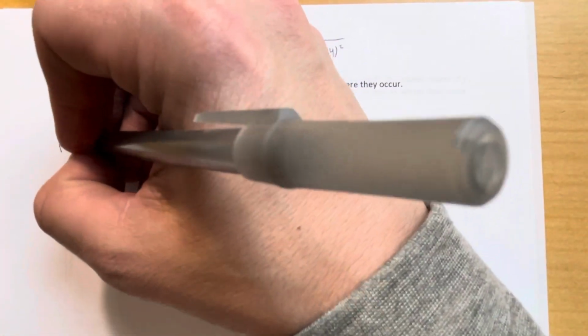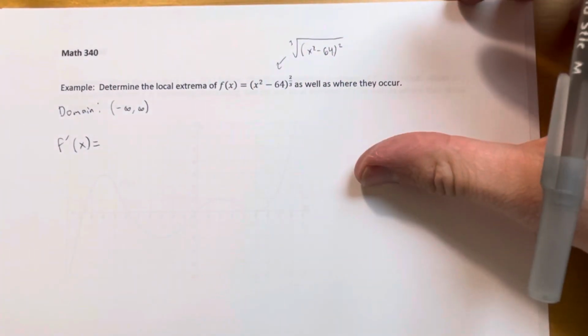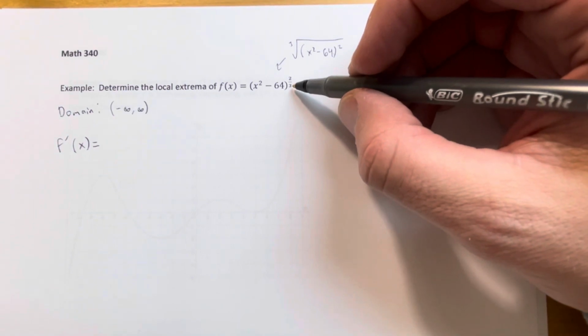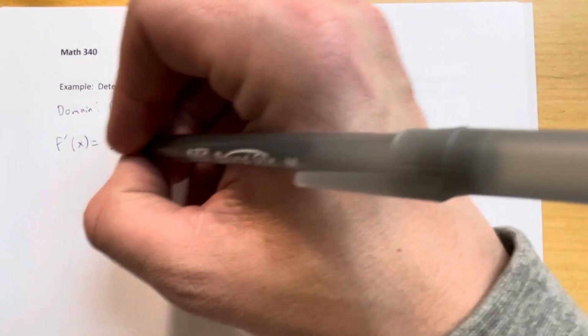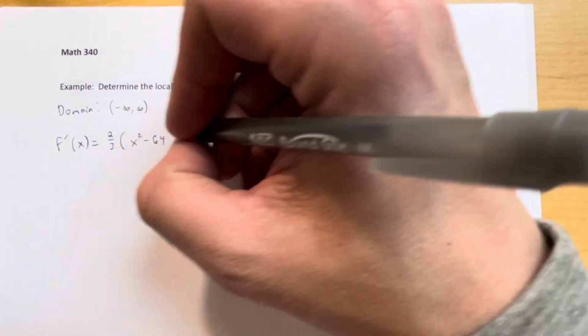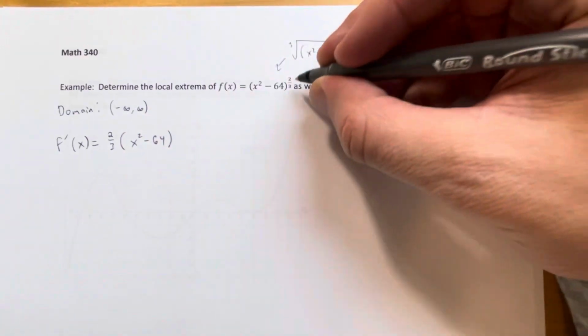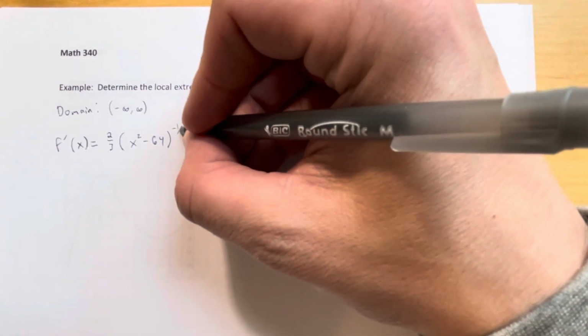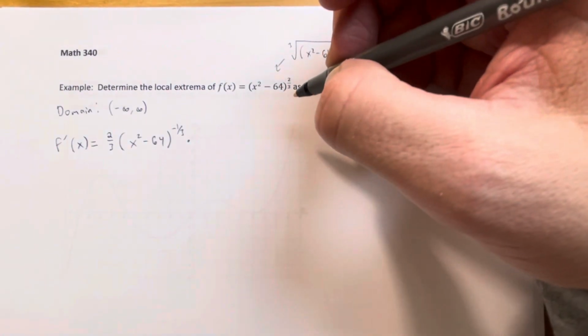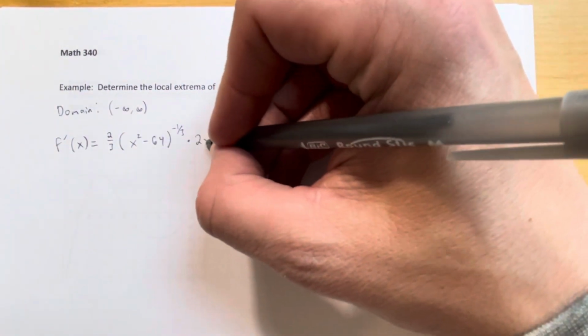Now we want to start looking at the derivative. f prime of x. What can I say about f prime of x? Well, I need to use the chain rule. So the power 2/3 will come down, 2/3. Then I have x squared minus 64. I subtract 1 from my exponent, so I get negative 1/3. And then I multiply by the derivative of the function on the inside. That's my chain rule. That's 2x.